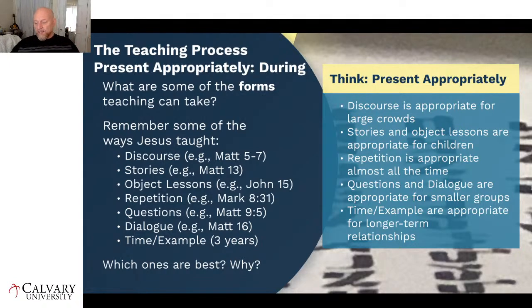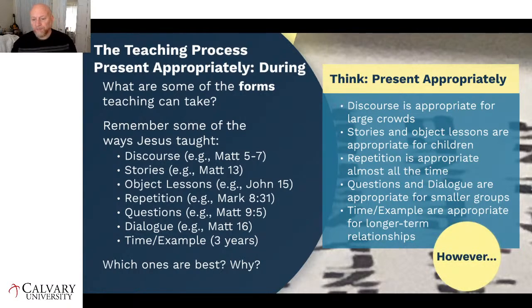I think it's more appropriate for American audiences to use stories and object lessons, just because of the juvenilization of American Christianity. That's a whole other conversation. But repetition is appropriate almost all the time to review and repeat. Questions and dialogue are appropriate for smaller groups. Time and example are appropriate for longer-term relationships.